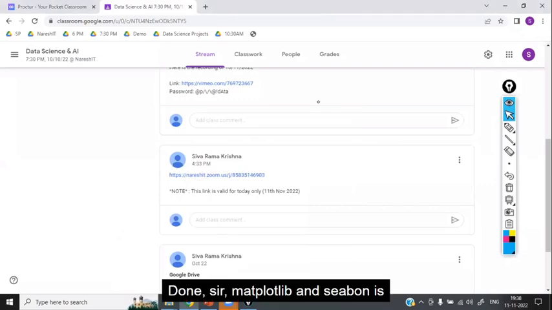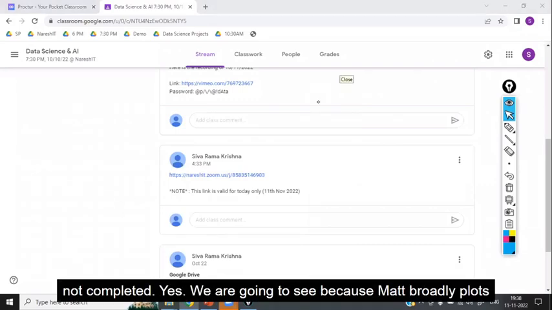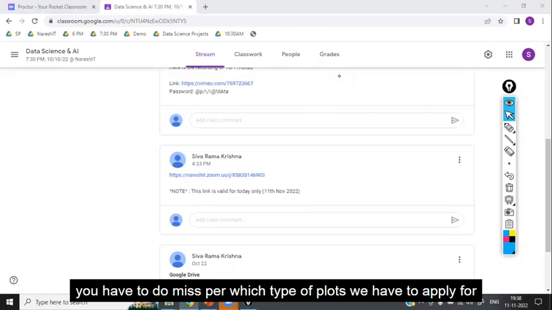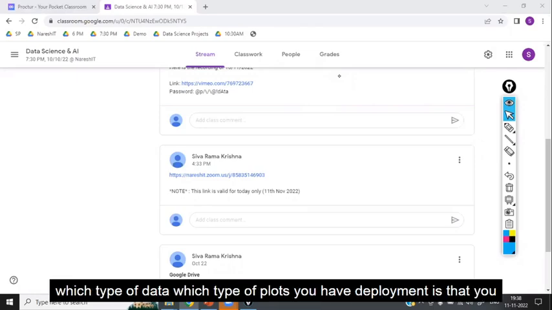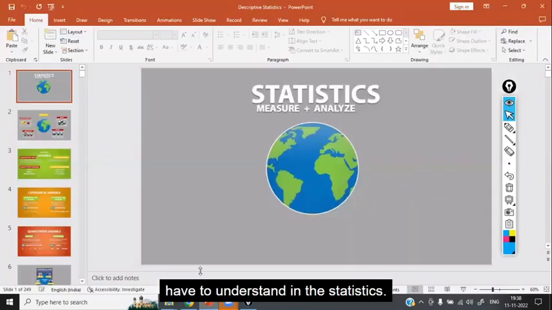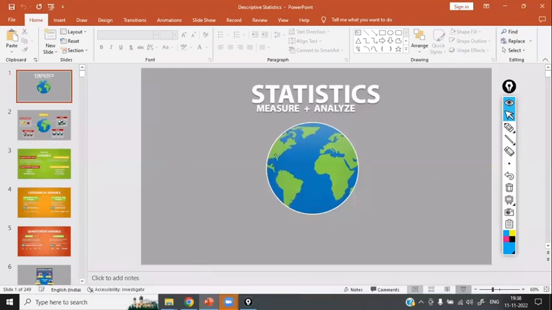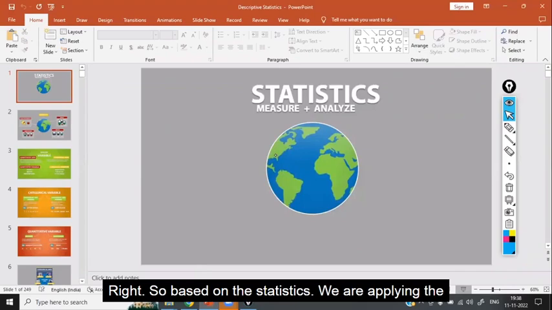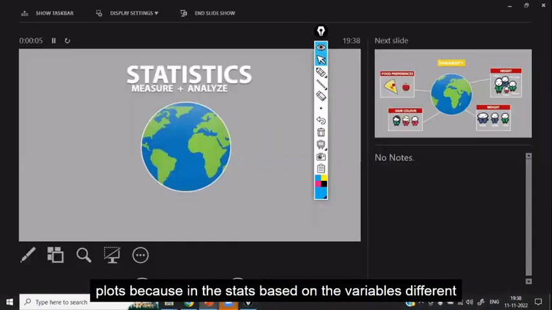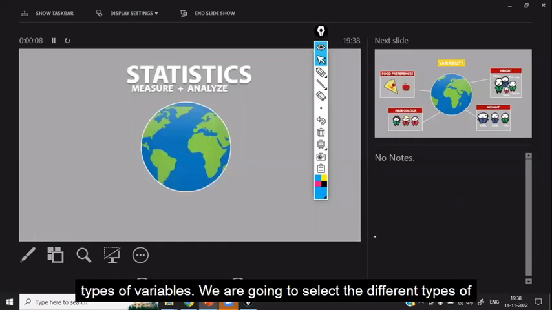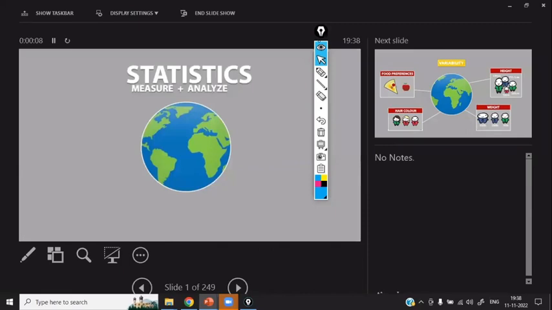Sir, matplotlib and seaborn is not completed. Yes, we are going to see it, because for matplotlib plots you have to understand which type of plots to apply for which type of data, and that you have to understand in the statistics. Without understanding the statistics, we are not going to apply the plots. Based on the statistics, we are applying the plots, because in stats, based on the different types of variables, we are going to select the different types of plots. Now, let us get into the stats.